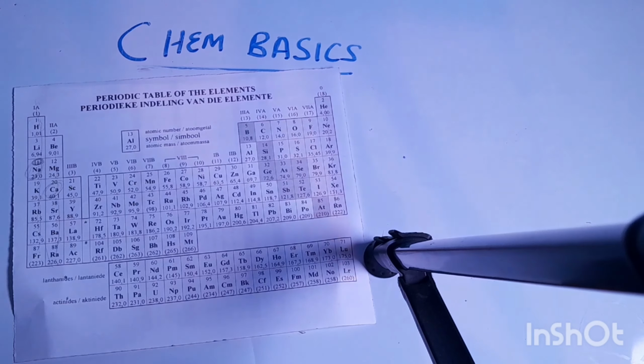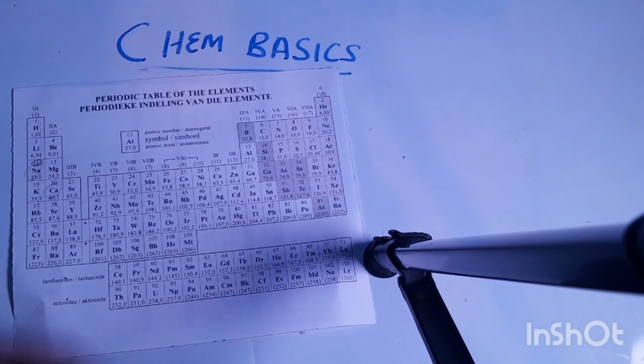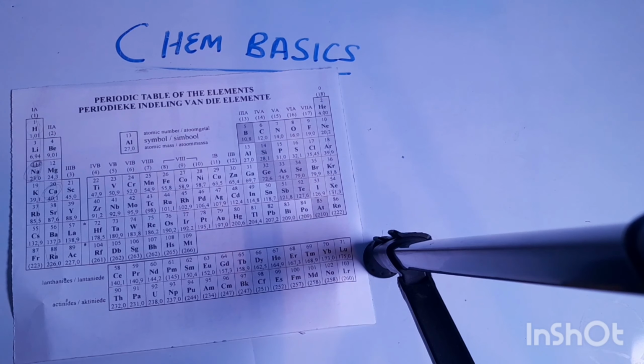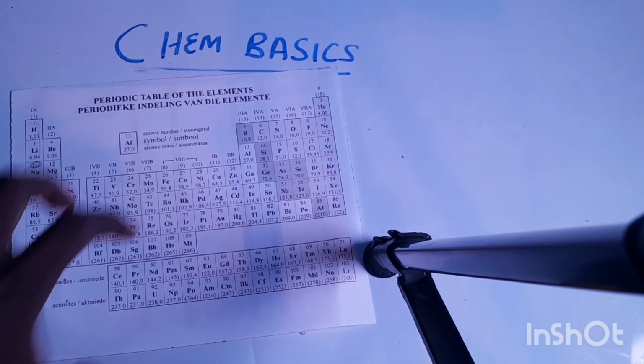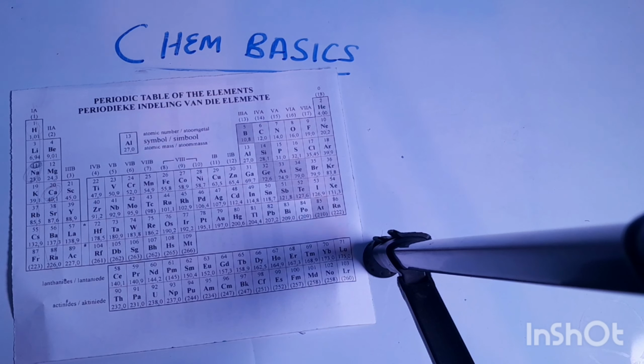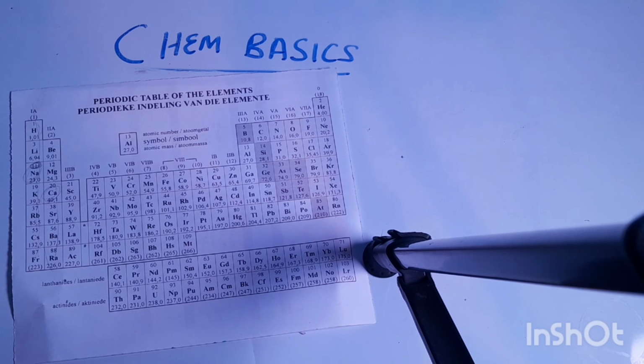So the ones in group 7 are called halides or halogens. They are non-metals, mostly gases. These ones are the noble gases, and these ones are metals. The ones in between are transition metals. These ones are alkali metals, and the ones in group 2 are alkaline earth metals. So let me explain the groups, the periods, and all that happens.